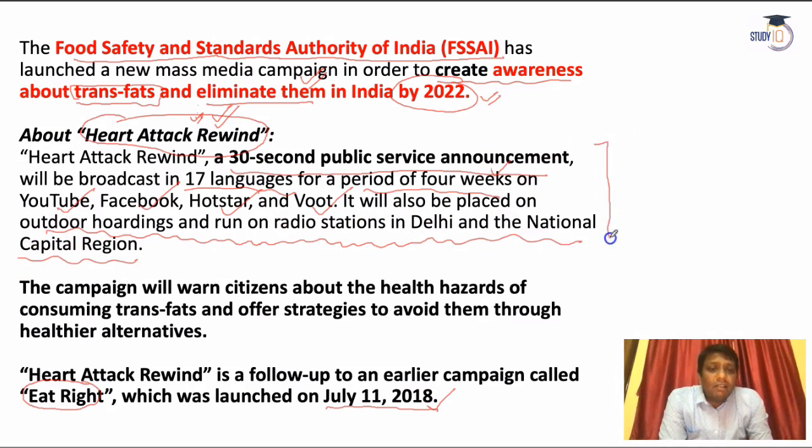And it's a kind of awareness program where people will know about the problem of trans fat, where trans fat is available and what type of problems there are. Even if you like to eat Kurkure and Lay's, you will get it. It is written there: it is trans fat free. What are trans fats? It is in the next.